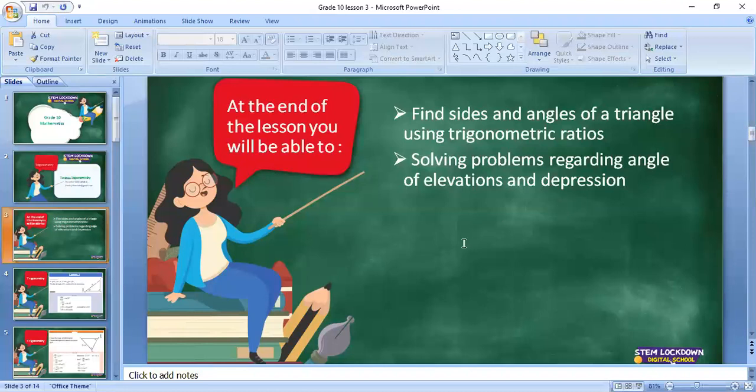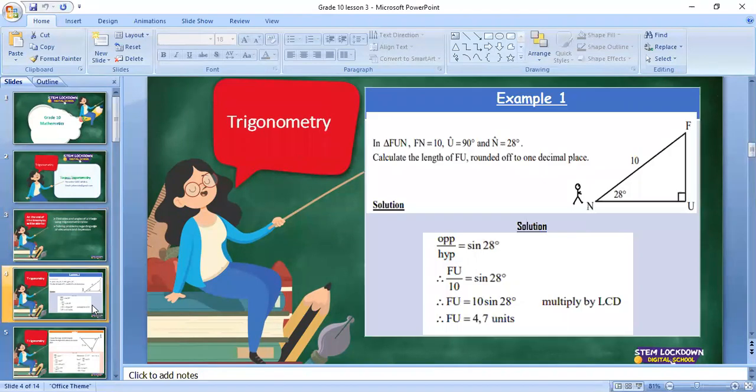All right. So let's go slowly. Let's start with example one. Example one says in triangle FUN, you can see FUN as sketched. FN is 10. Angle U is 90 degrees. And then angle N is 28 degrees. Now the question is: calculate the length of FU, rounded to one decimal place.